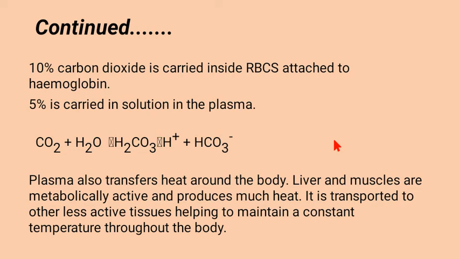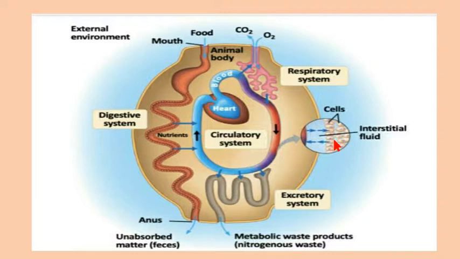10% of carbon dioxide is carried inside red blood cells attached to hemoglobin. 5% is carried in solution in the plasma. Plasma also transfers heat around the body. Metabolically active organs like the liver and muscles produce a lot of heat, which is transported to less metabolically active organs and tissues by means of plasma, and it helps to maintain body temperature.